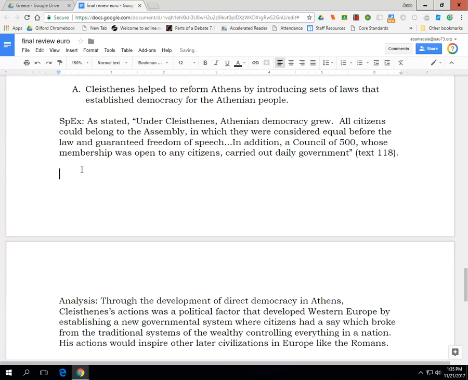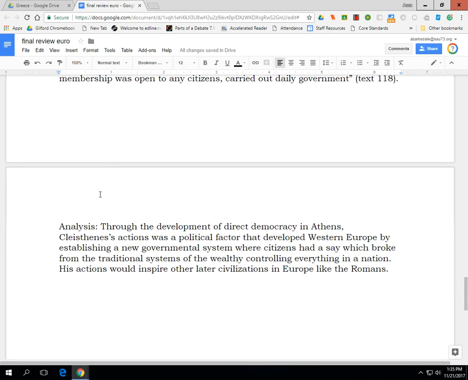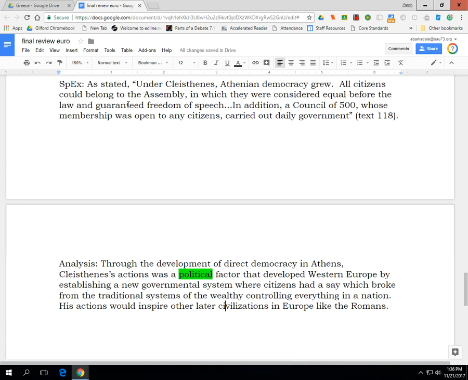Then the most important piece of what I need to do is clarify how this supports political, because I decided that this was a political factor that helped. So I said, through the development of direct democracy in Athens, and many of you still struggle with this, so make sure you address the specs you just talked about. In Athens, Cleisthenes' actions were a political factor. Notice I specify the thesis there, that it developed Western Europe by establishing a new governmental system where citizens had a say, which broke from the traditional systems of the wealthy controlling everything in a nation. His actions would later inspire other civilizations in Europe, like the Romans.